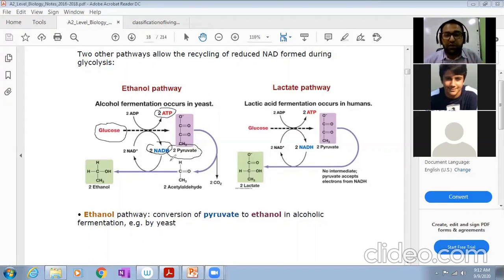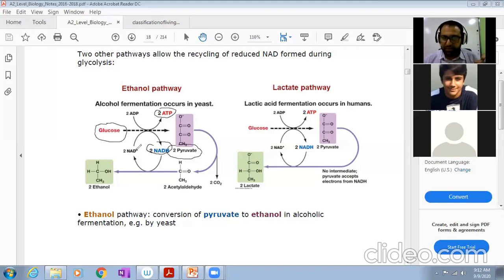Now, when this pyruvate is moving toward anaerobic respiration, converting into ethanol, what will happen? At that time, the two NADH that were already produced in glycolysis will be utilized here. The two NADH will be utilized here, and they will convert back to NAD. They will lose the electron and convert back into NAD. Is it clear? It means this will oxidize once again.